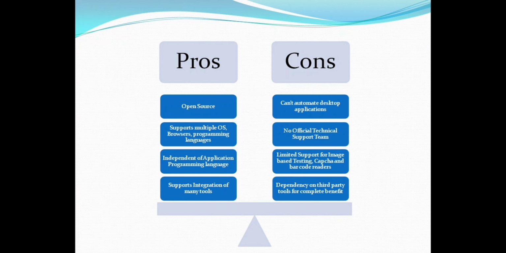What are the pros and the cons of Selenium? So let's go to the pros of Selenium first. So first, it is an open source tool, so it is free of cost to use in your project. And the next is it supports multiple operating systems, so you can use Selenium either on a Windows machine or a Mac machine, etc. And next, it supports multiple programming languages, so you can write your automation code either in Java, C Sharp or Python.